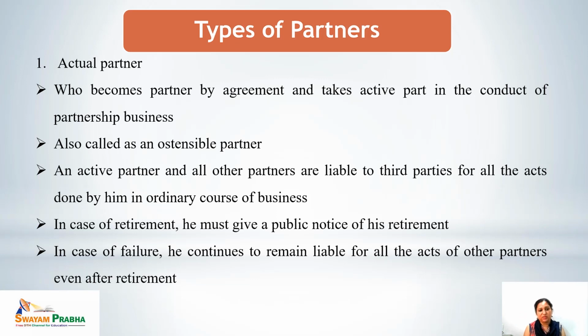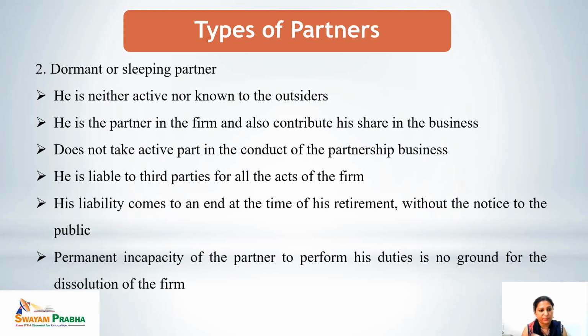In case the active partner retires, he has to give public notice of his retirement. If he does not give public notice, and any person in the public believes that he is still a partner and deals with the firm, then he would be liable for that particular act. He would also remain liable for all the acts of the other partners, even after retirement, if he does not give public notice of his retirement.